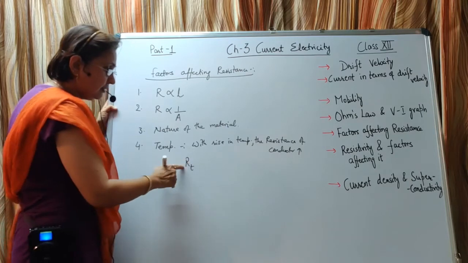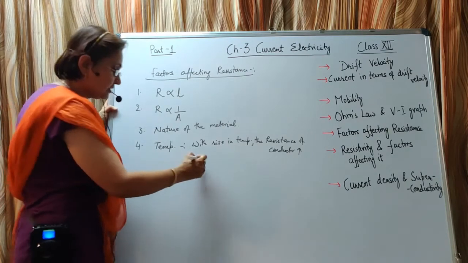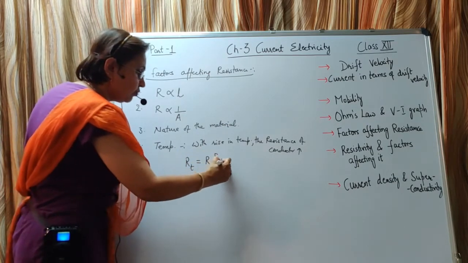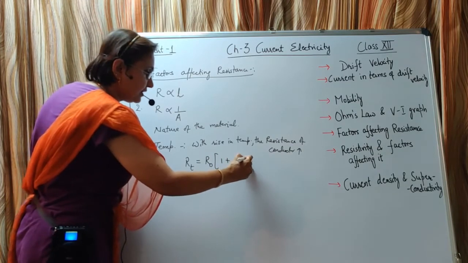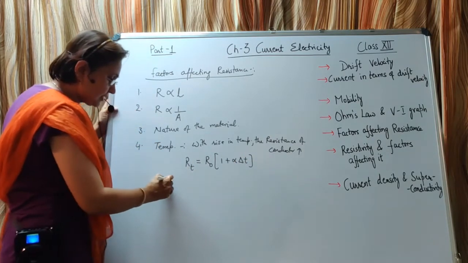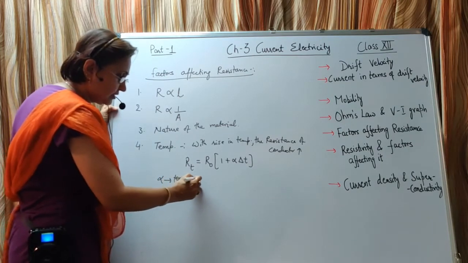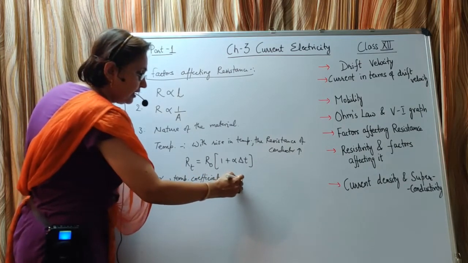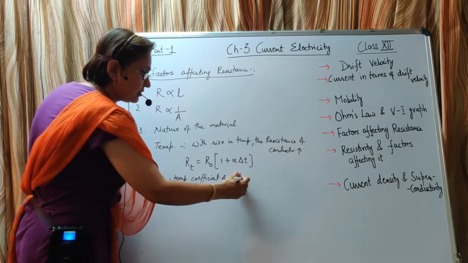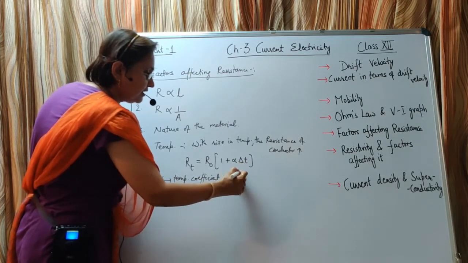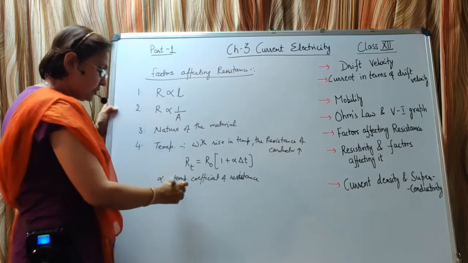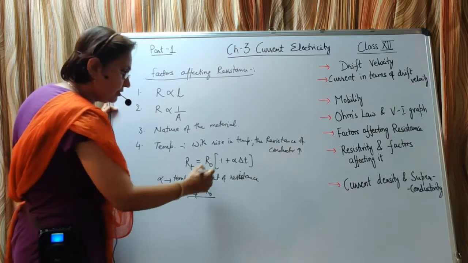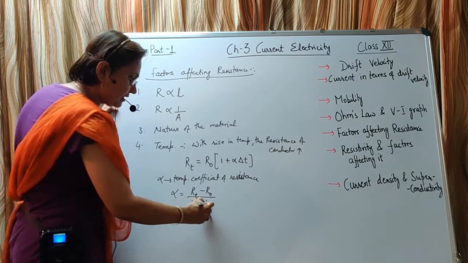A formula is given. Resistance at T degrees Celsius is equal to resistance at 0 degrees Celsius times (1 plus alpha into delta T), where this alpha is called the temperature coefficient of resistance, and delta T is the increase in temperature. So from here, if you calculate alpha, alpha will be equal to (RT minus R0) upon R0 into delta T.